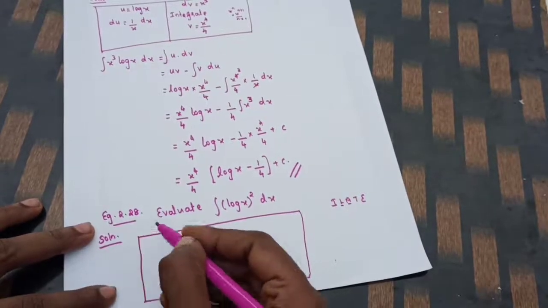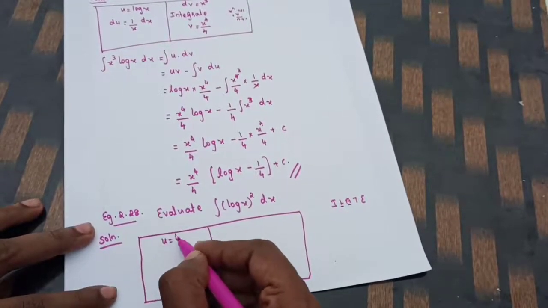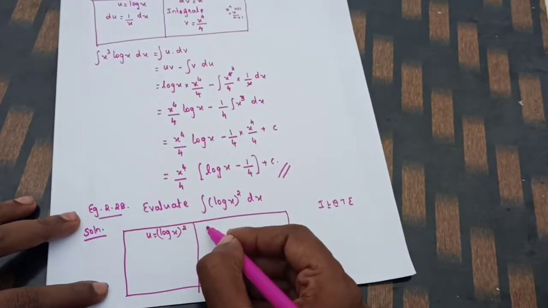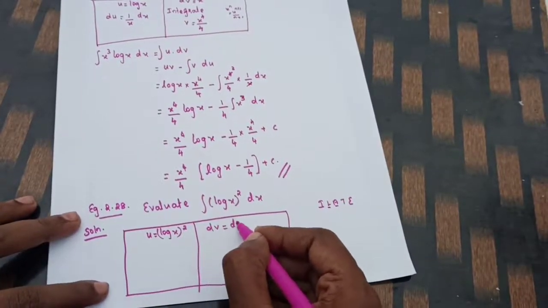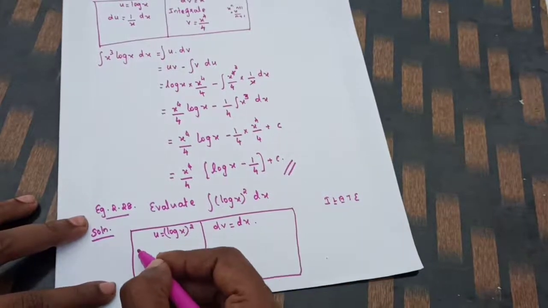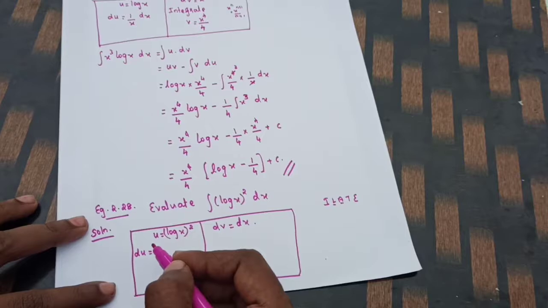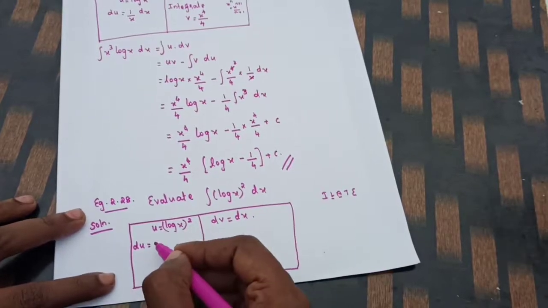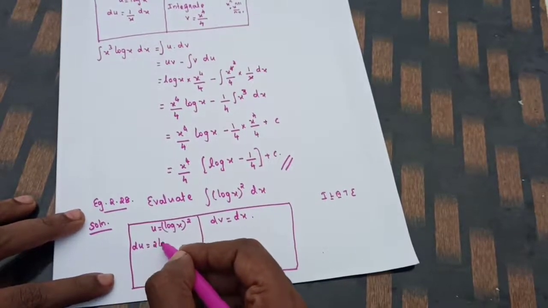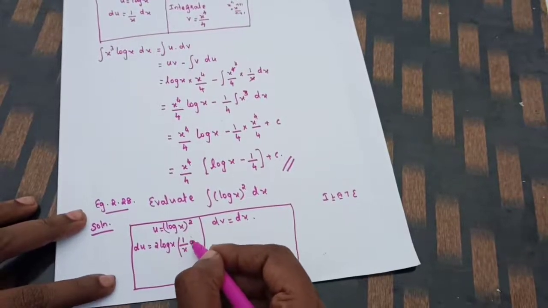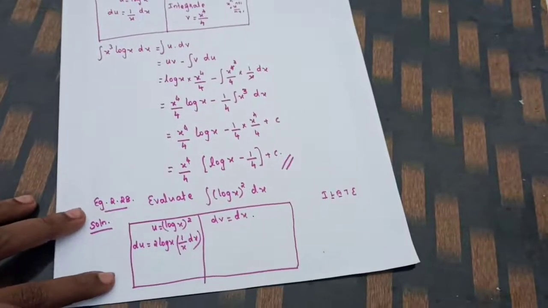Solution. So what is u? u equal to (log x) the whole square. Okay, then what about dv? dv equal to dx. So now you differentiate this one. Differentiation of (log x) the whole square, as you learned last year, what is the differentiation? 2 log x into, what's the differentiation of log x? 1 by x dx.